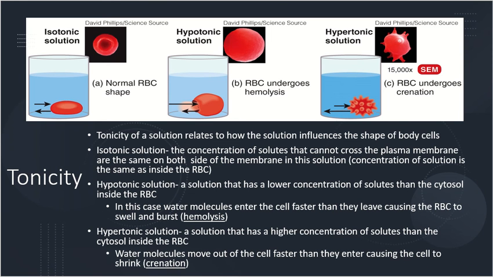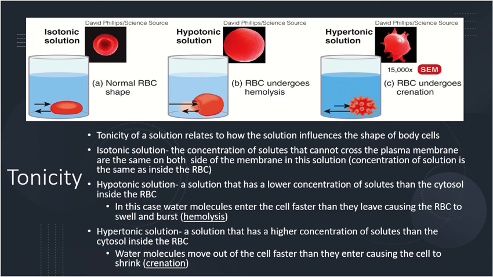Our next type of solution is the hypertonic solution. Hyper meaning above, remember? This is going to be a solution that has a higher concentration of solutes than the cytosol inside our red blood cell. So this would be if you took your cells and plopped them into some really, really salty seawater. This would be a problem.